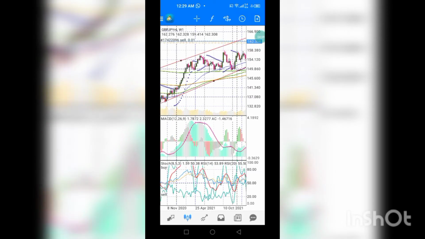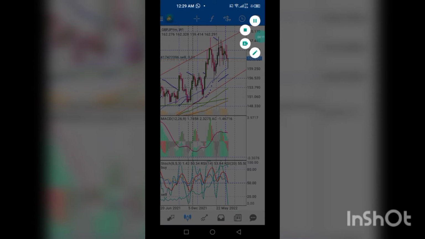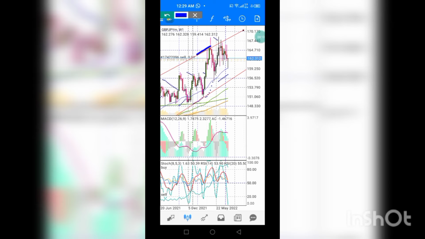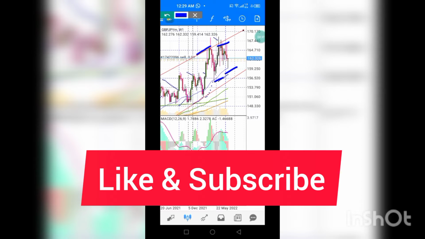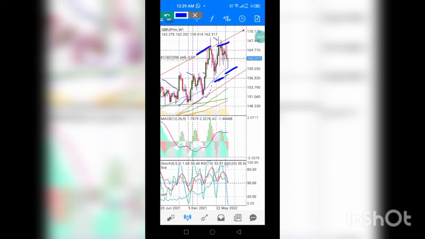As you can see, we're in an uptrend. The market is making higher highs and higher lows, higher highs and higher lows. So we are declaring an upward trend. Never trade against the trend, guys. Never ever trade against the trend. Always follow the trend. So this is basically how you draw a trend line.